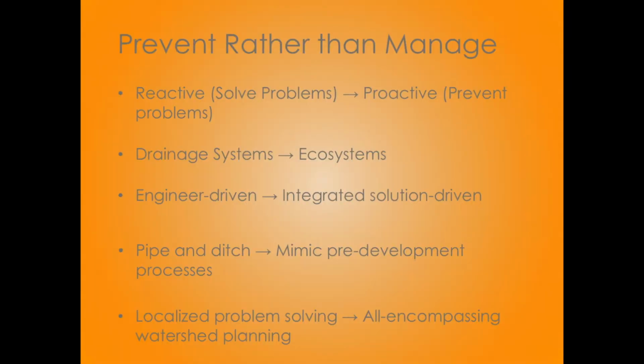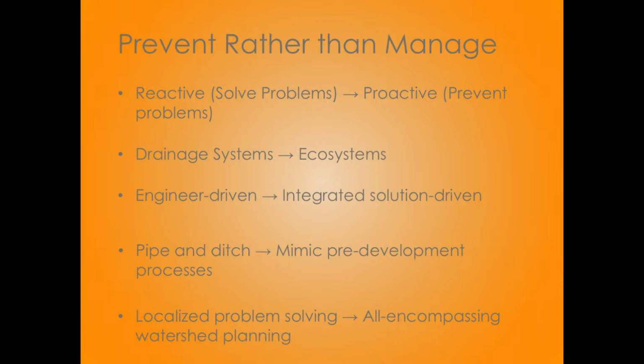So this integrated rainwater management, it recognizes the faults of how we do stormwater now. We need to have a fundamental shift. It has to occur in order to prevent stormwater from running off, and so we need to prevent it rather than manage it, as we're currently doing now.